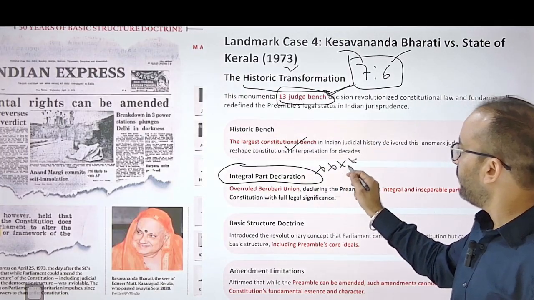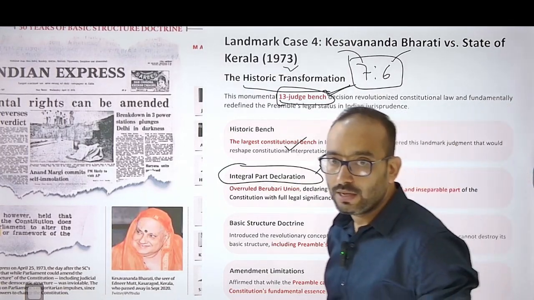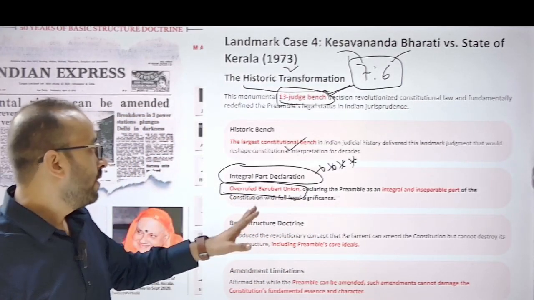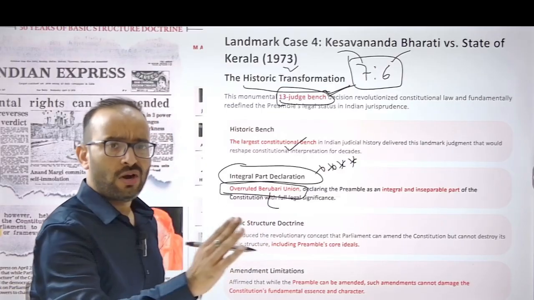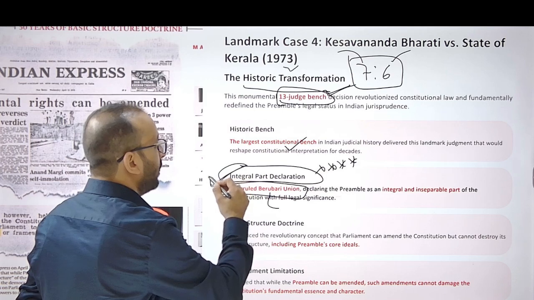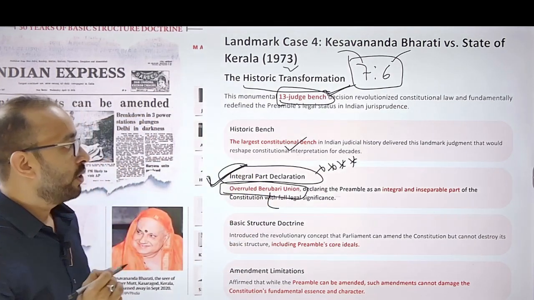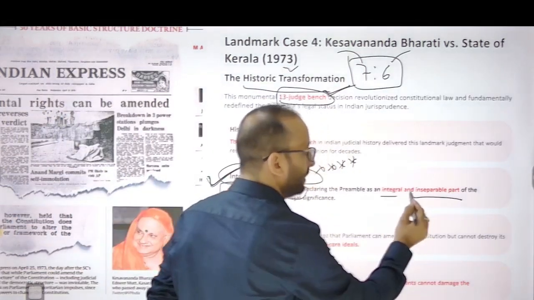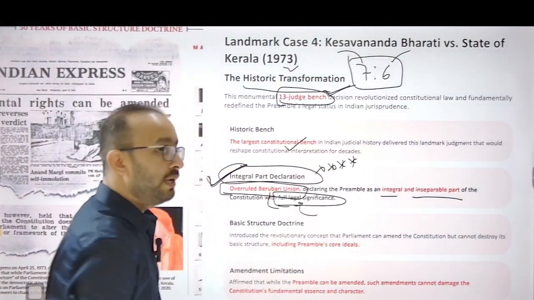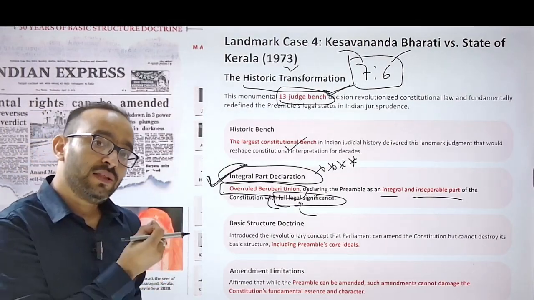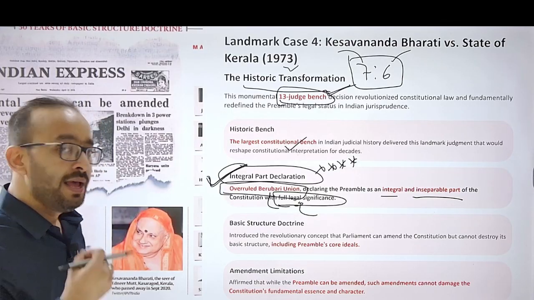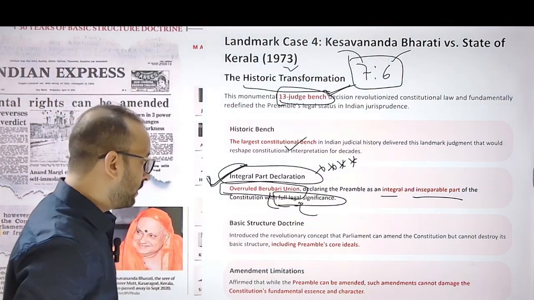The preamble is an integral part of the constitution, integral part. So it overruled what the Berubari Union judgment gave. The Berubari Union case said that it is not a substantive part, not an integral part, and can be freely amended. So here the court said that it is an integral and inseparable part with full legal significance. Legal significance means that every word given in the preamble carries some significance for law making as well as for law implementation and interpretation. So, full legal significance.